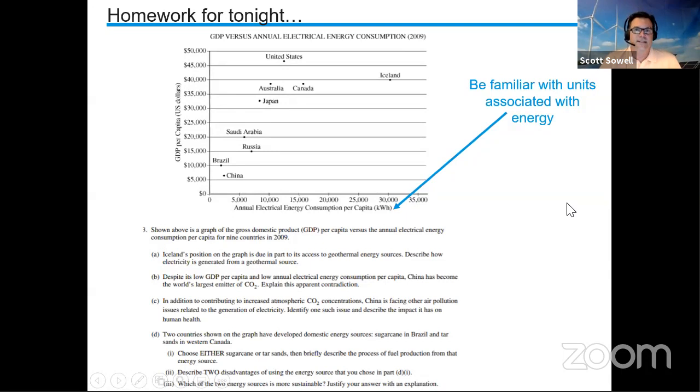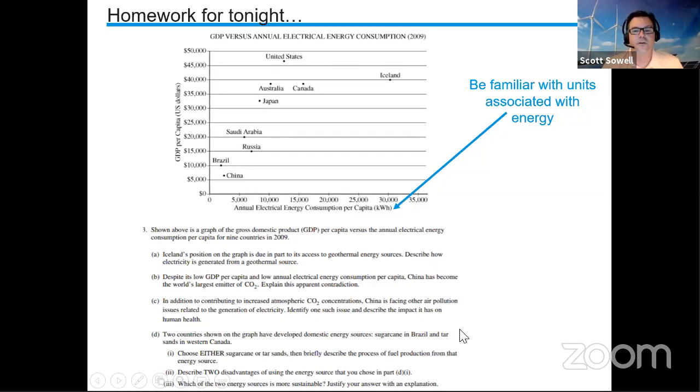Although this year's exam, the 2020 exam, will not have you do calculations, you still need to be able to understand and interpret quantitative data. So while you may not be asked to calculate kilowatt hours, you still should be familiar with what that unit means and how to understand it in the context of a graph or a chart or a table. So we've got electricity consumption here and income here.